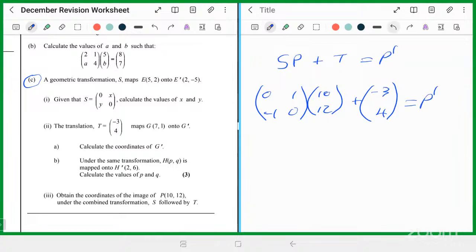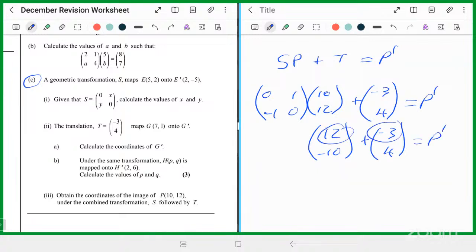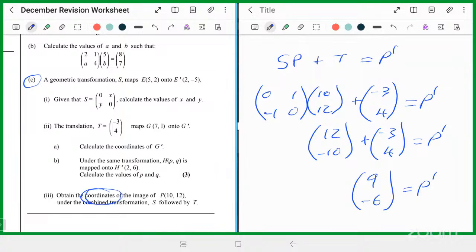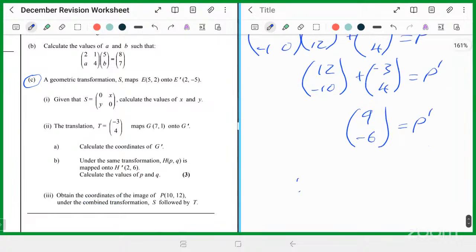We're just going to complete this now. What does this do? If you want, you can just do the 0 times that is 0. The 1 times 12 is 12. So this works out to be 12. Then the negative 1 times the 10 makes this a negative 10. And you're adding the translation minus 3, 4. That is what is giving me my P prime. Then I complete this. 12 minus 3 is 9. Minus 10 and 4 is negative 6. That is my P prime. The question asks us for the coordinates. And so we're going to write, therefore, P prime has coordinates 9, negative 6.